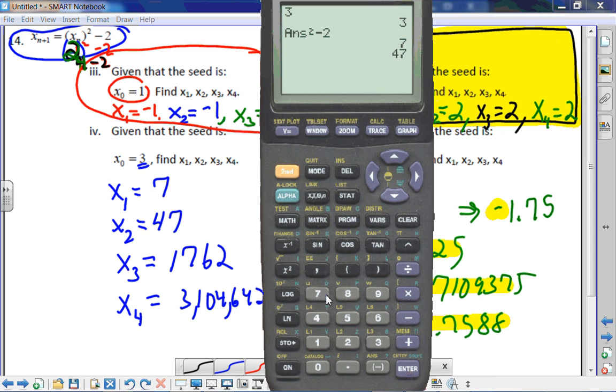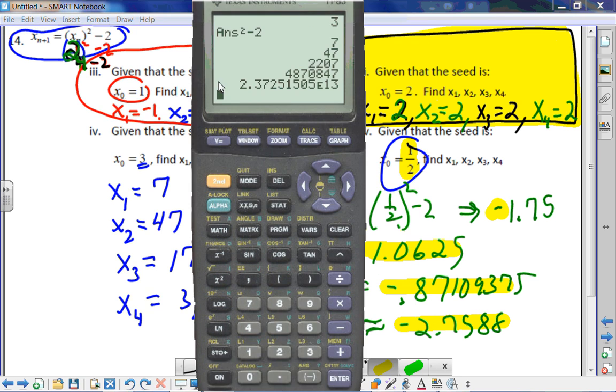Iteration number 2 is 47, iteration 3, iteration 4. Looks like I made a mistake there with our iteration 4. It should have been 4,870,847. Yeah, even iteration 3 looks like I made a mistake, 1762. Iteration 5 would be very large. When the calculator shows an E13, it means times 10 to the 13th, which is scientific notation because it's such a large number. Let's go and do the other number 4.